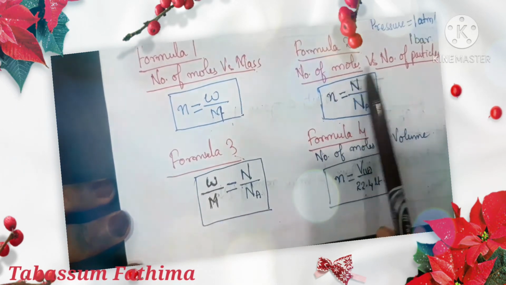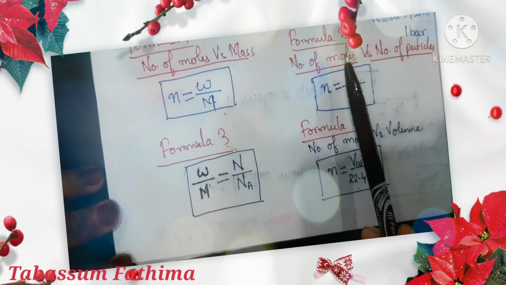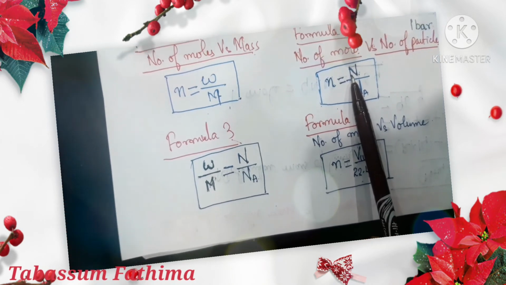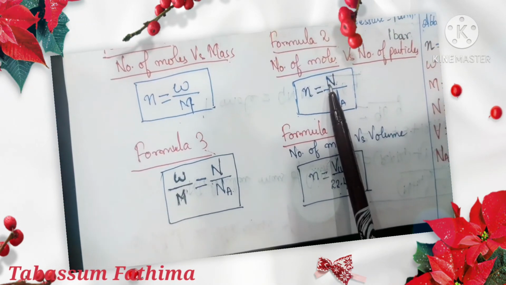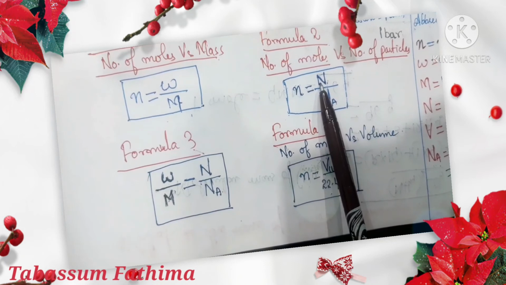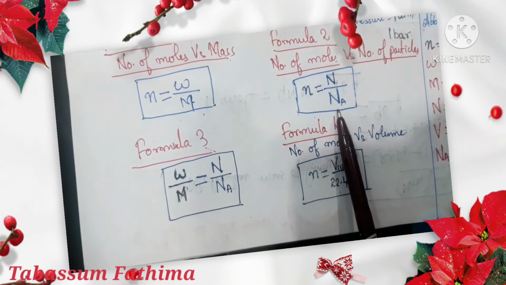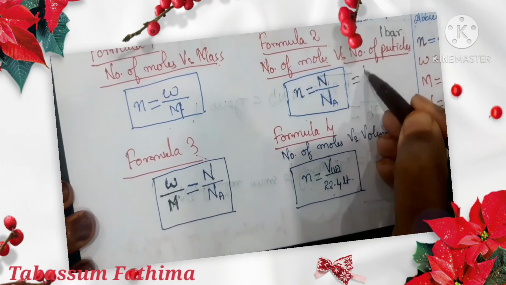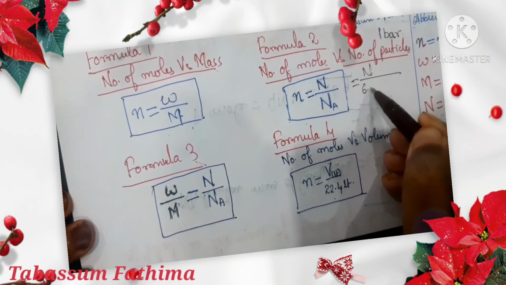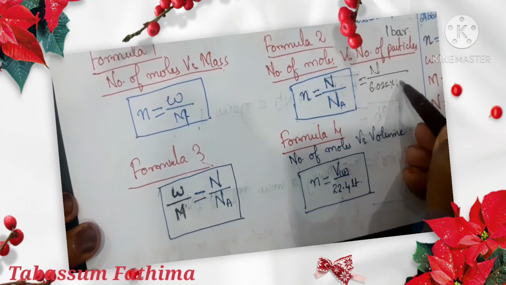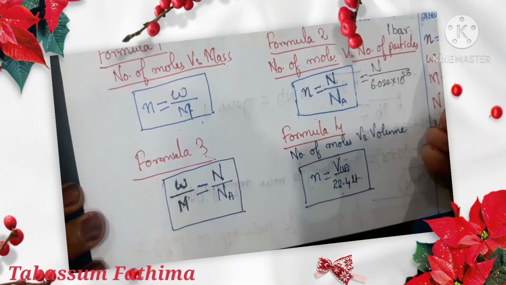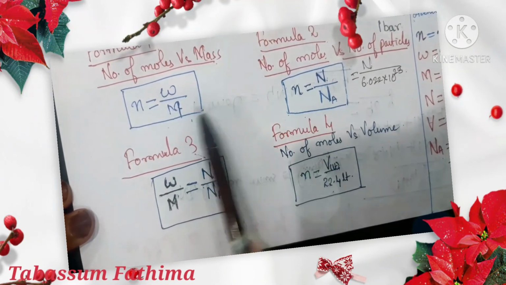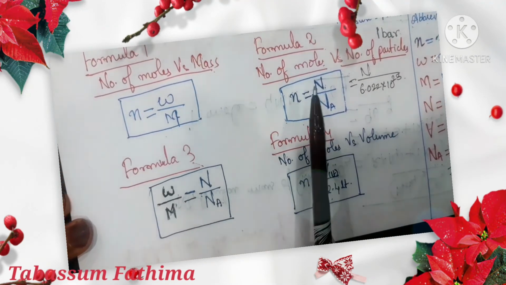Formula 2 is number of moles versus number of particles, in which capital N is the number of particles mentioned in the problem, whereas Na is Avogadro number. This I can write down as n is equal to N by 6.022 into 10 to the power of 23. And formula 3 is very simple. I have just equated both of these, because this is number of moles, this is number of moles.